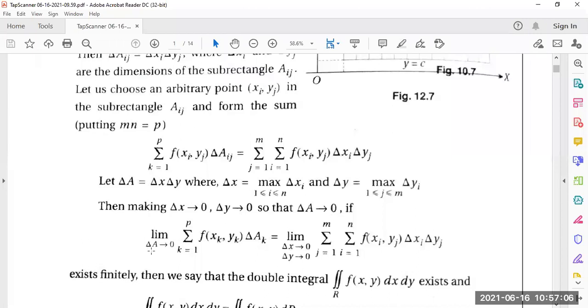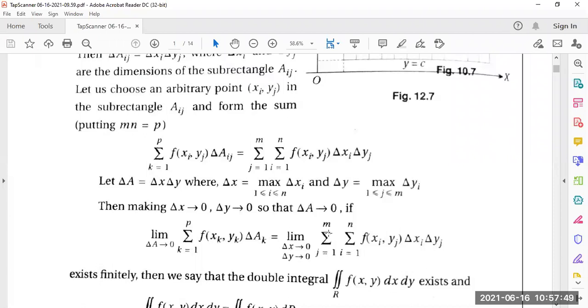Then, taking the limit concept, the limit as delta A tends to 0. The sum summation k equal to 1 to p of f of xk, yk, delta Ak can be written in terms of m and n. The summation is divided into both parts, and delta A is written as delta x into delta y. So for the double limit, delta A tends to 0 means limit delta x tends to 0 and limit delta y tends to 0.